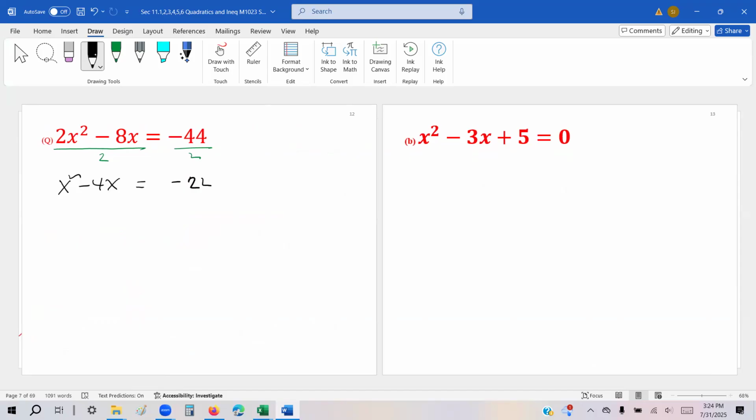So you don't put b here, you put half of b. This is b, so you divide them by 2. That's how it goes.